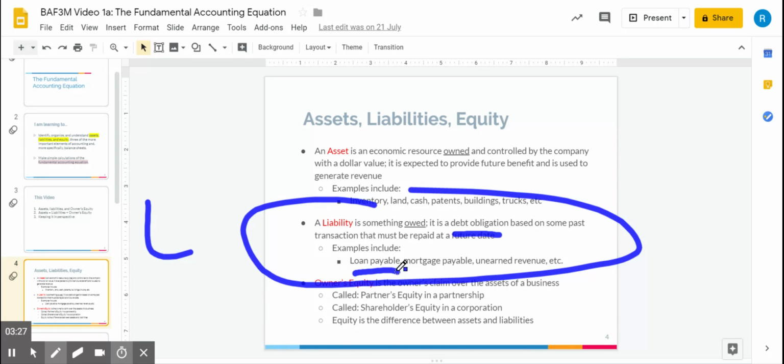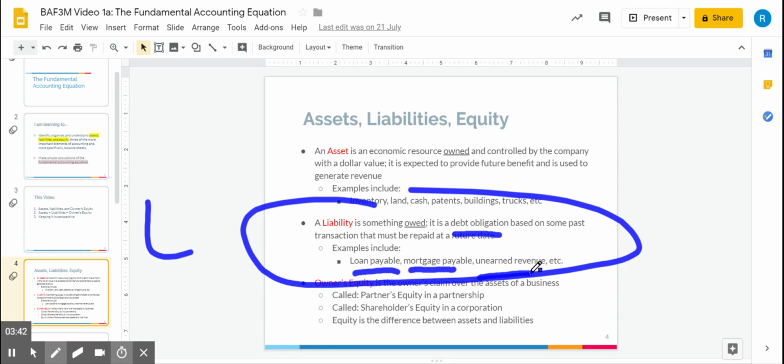Examples of liabilities: you might see something called a loan payable. If the business took out a loan and we still have to pay it back, we're calling it a loan payable for whatever amount that we owe. Very simple. Mortgage payable: if the business took out a mortgage to buy property, that'd be a mortgage payable.